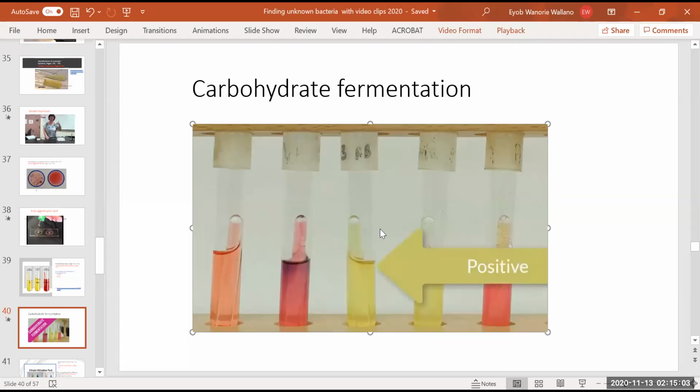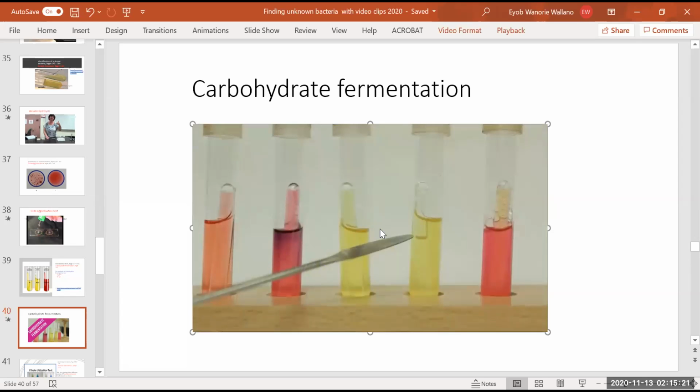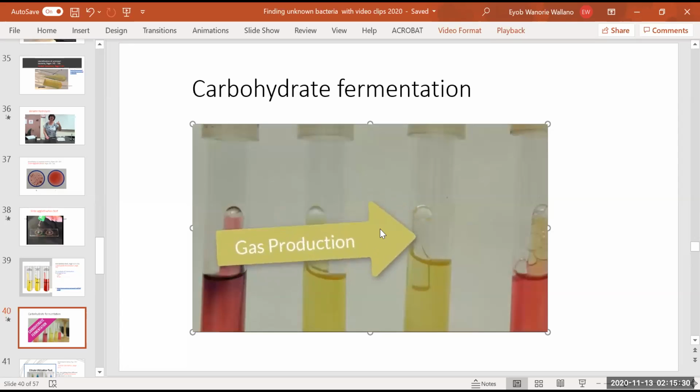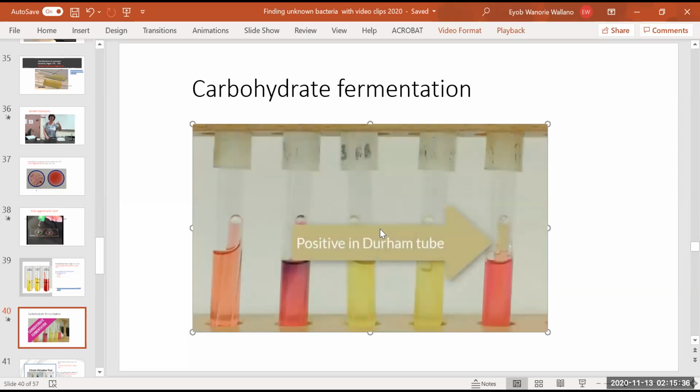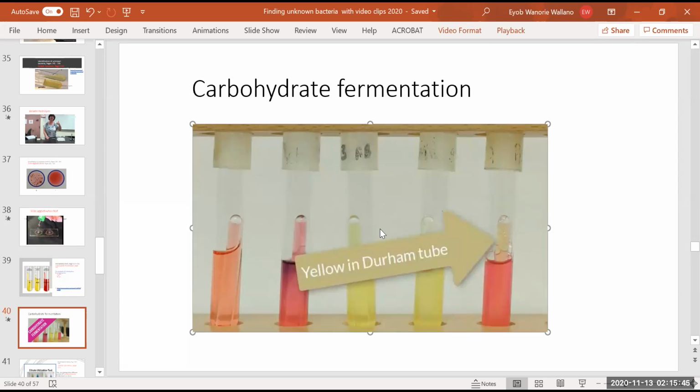The next tube indicates a positive result, and there is no gas production here. Notice the tube inside and out, including inside the Durham tube, is completely yellow. The next tube is a positive result with gas production. Gas production can be seen by the meniscus line in the Durham tube being much reduced from the outer meniscus line of the greater tube. So notice this empty space inside the Durham tube would represent gas production. The next tube is known as positive in the Durham tube. In this tube, you'll notice a hot pink coloration outside with a yellow inside of the Durham tube.